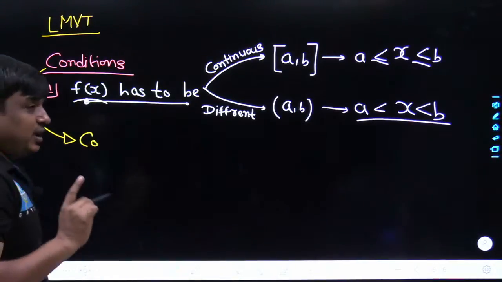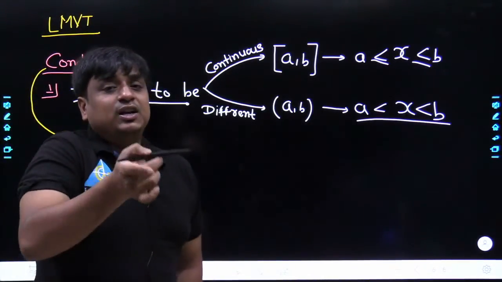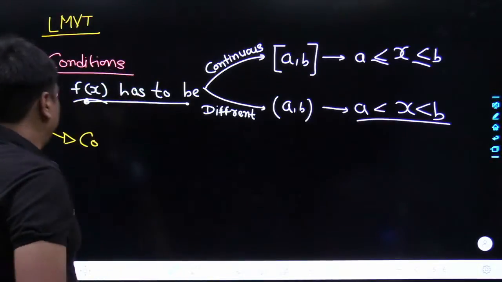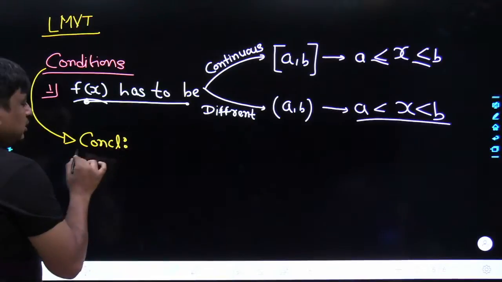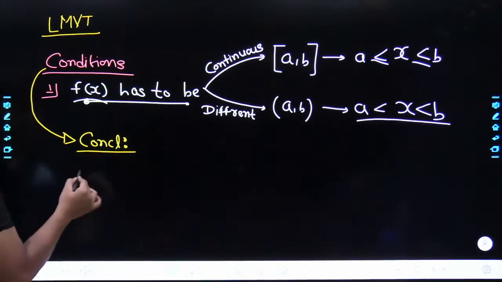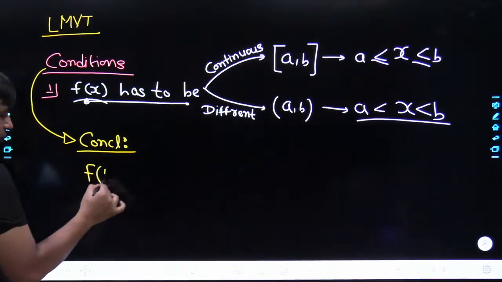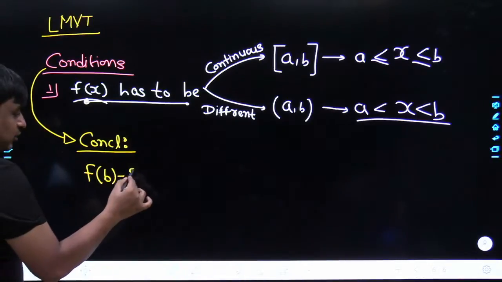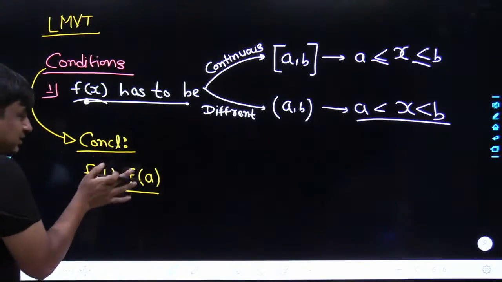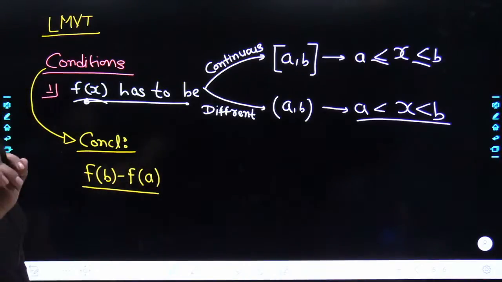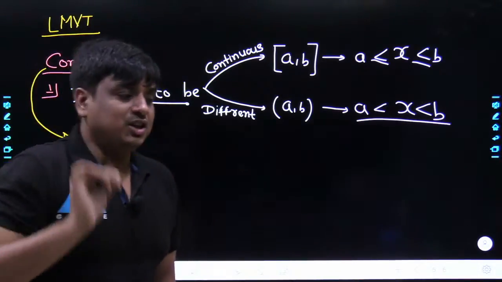Here f of a is not necessarily f of b. Here we are going to write the conclusion. The conclusion states f of b. It's a very important conclusion, and graphically I'll explain what this expression stands for. You guys are really going to enjoy engineering mathematics.